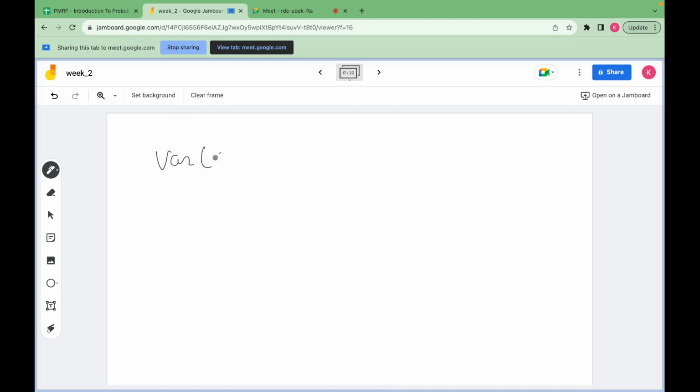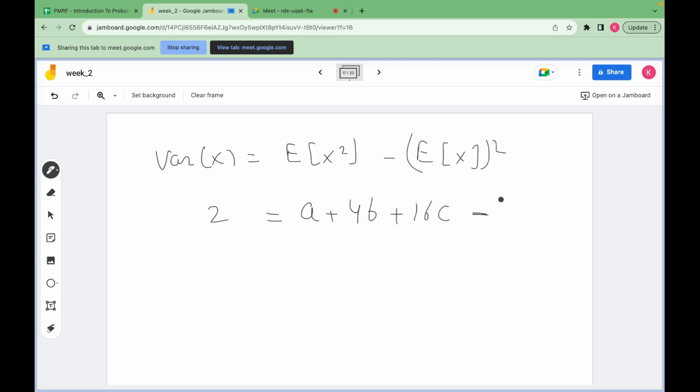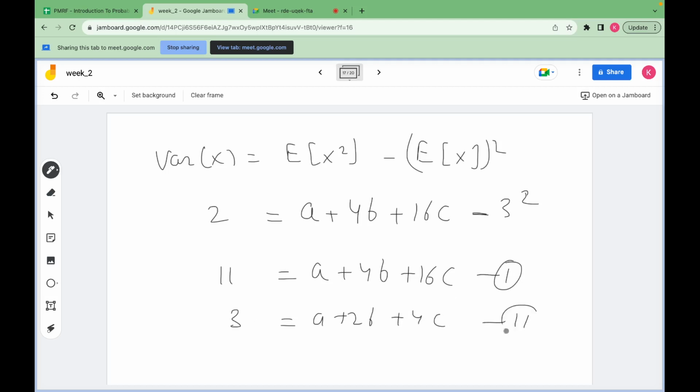Now you know this variance of x is nothing but expectation of x square minus E(x) whole square. This is 2. This came out to be a plus 4b plus 16c, and expectation of x is given 3. So 3 square, which is 9. So we brought this 9 here. So 11 is equal to a plus 4b plus 16c. So there are three equations. This is one equation. Another was a plus 2b plus 4c, and another is a plus b plus c is equal to 1, because these are the probabilities and the sum of all the probabilities is equal to 1. So by solving all these three equations, you can find the values of a, b and c.